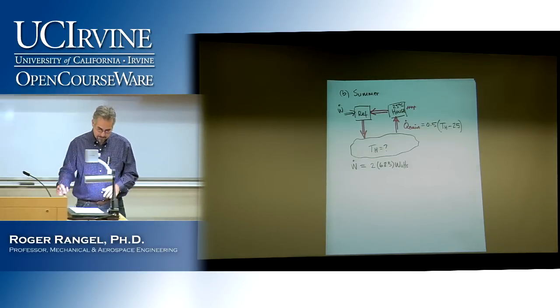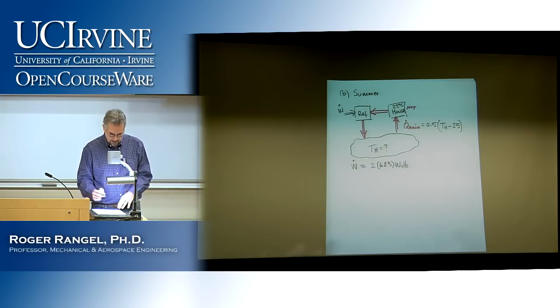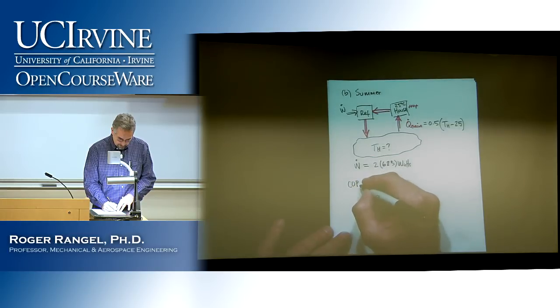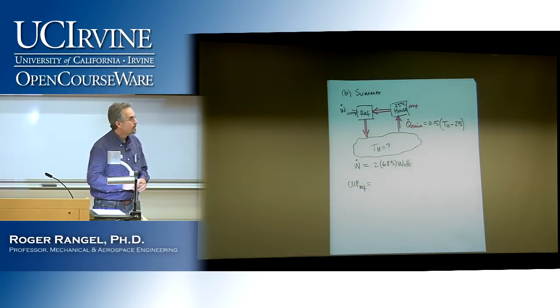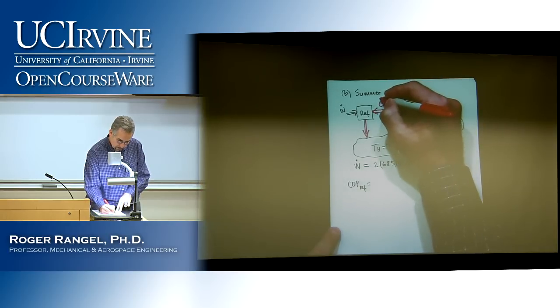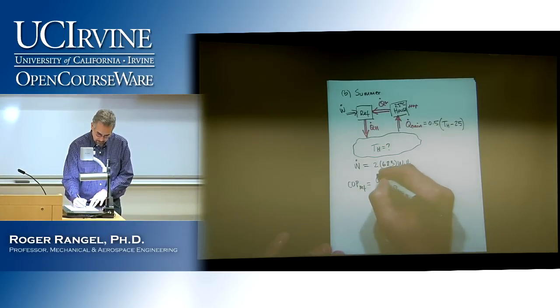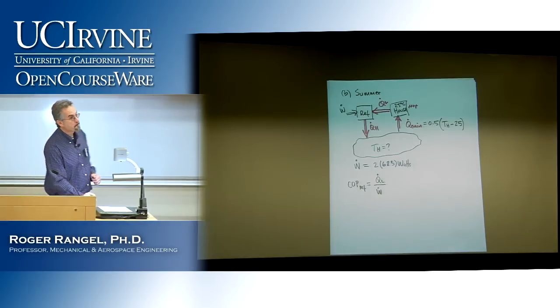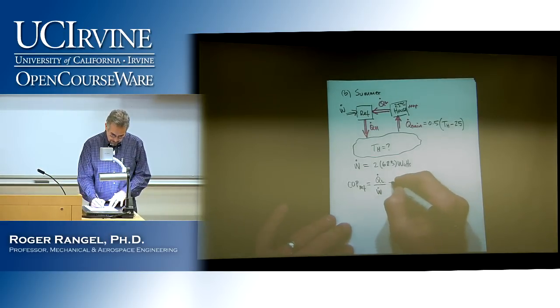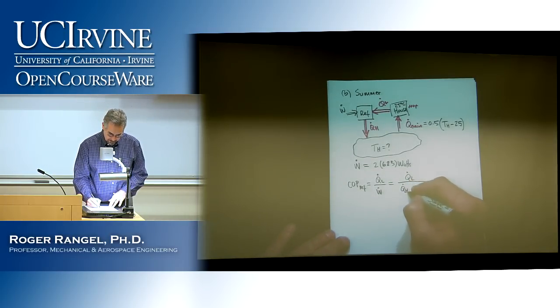Well, let's do it a little bit differently, the other way you could do the first part of the problem. Let's do it in terms of the coefficient of performance. The coefficient of performance of this refrigerator, by definition, is the Q that it is extracting, this is my QL, and this is my QH. So by definition it is Q dot L over the work input, and the work input is the difference between the heat transfer rates, so QH minus Q dot L.